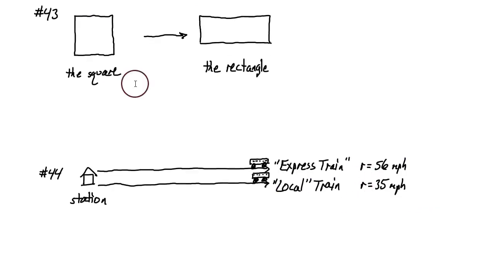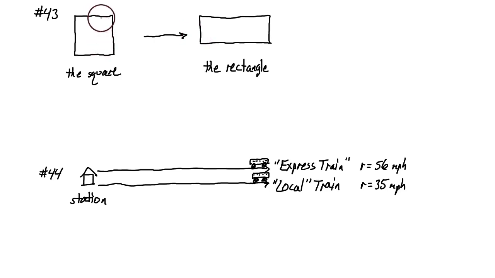Number 43. When a rectangle is formed by doubling the length of a side of a square and decreasing the length of the adjacent side, the perimeter of the rectangle is 10 feet greater than that of the square. Find the dimensions of the rectangle. So we're starting with a square. We're creating a rectangle by shrinking one of the sides and stretching the other.